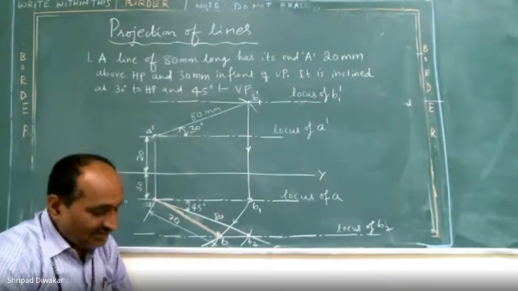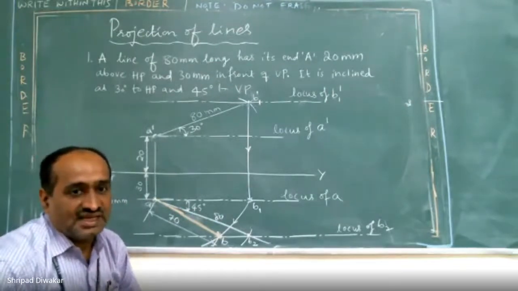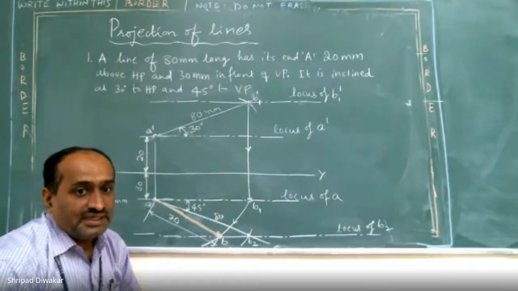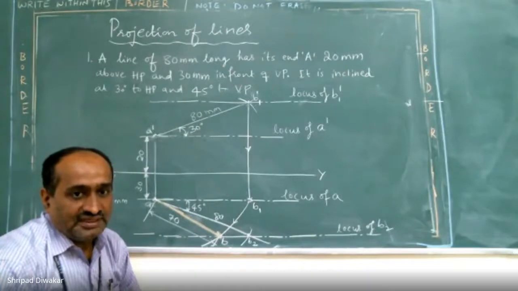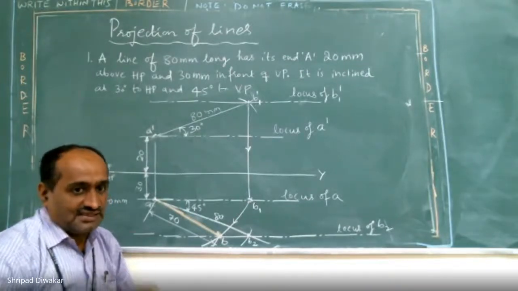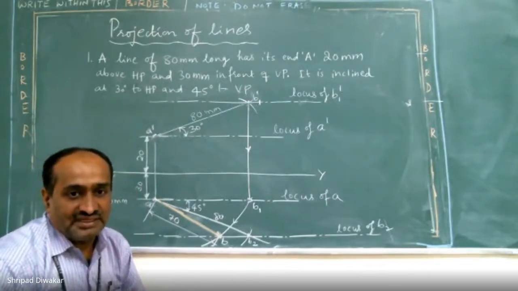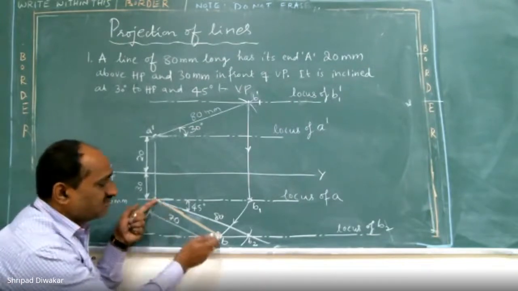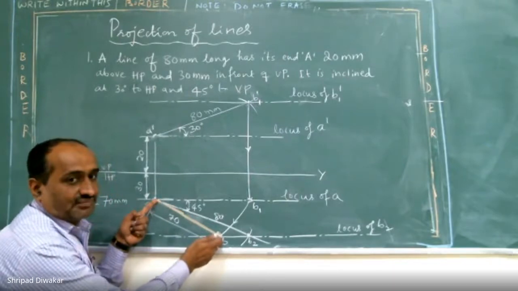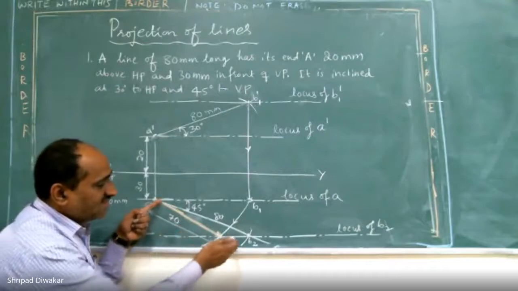You understood? That's why I said we are having the 4 important terms in projection of straight line. One is true inclination in front view, apparent inclination in front view, true length in top view, and apparent inclination in the top view. One is true length, true inclination. Another one is apparent length and apparent inclination in both the views. Whatever you are getting, this is the apparent length in the top view. And you remember the apparent length will be always less than your true length.